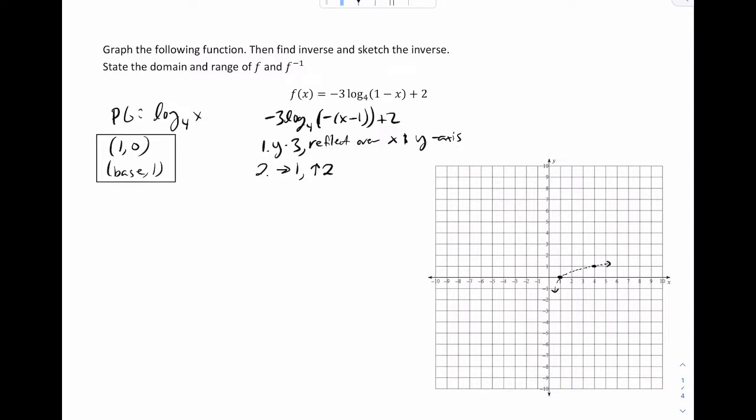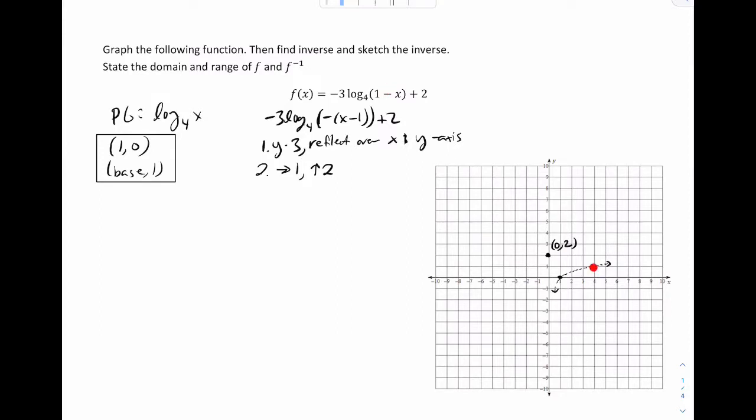Let's apply the transformation. So y times 3, reflect over x and y. So this point doesn't move. Reflect over x, nothing happens. Over y is right here. And then right 1 up 2. So there's our new point, 0, 2. And you can always confirm that point just by plugging in 0, because if I plug in 0 here, that would definitely work.